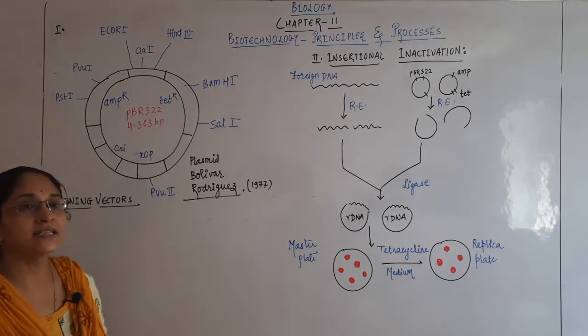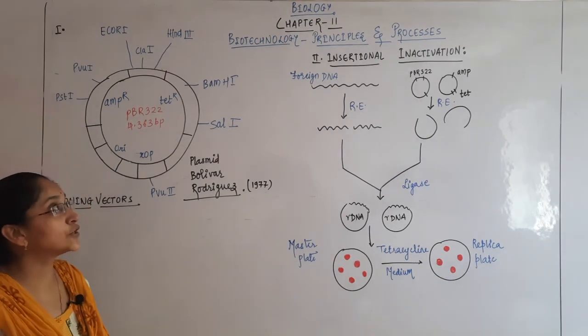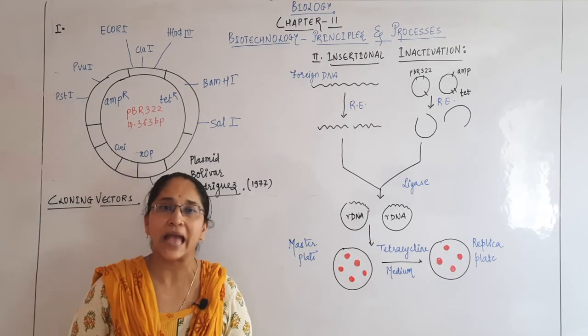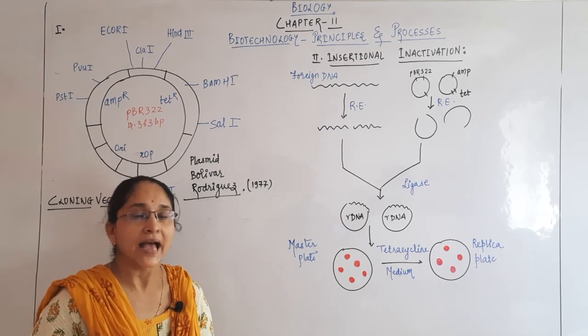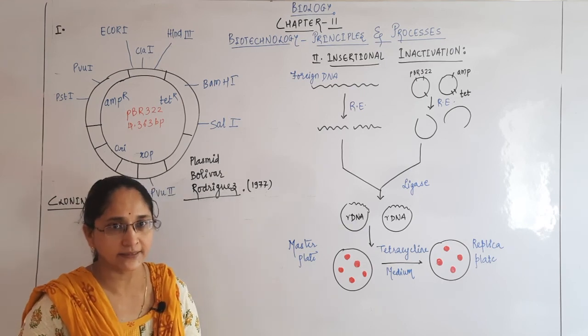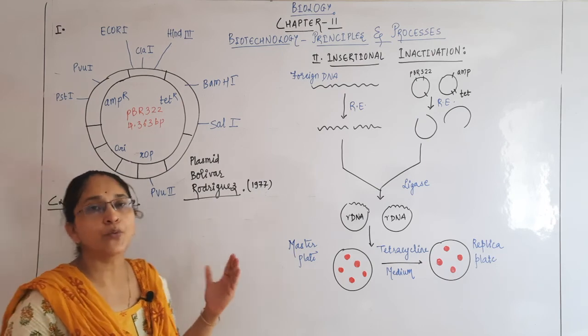Dear students, in this module, we'll be continuing with Chapter 11, Biotechnology Principles and Processes. In the earlier module, we had discussed the various restriction enzymes, and we had also talked about the process of gel electrophoresis. In this module, we are going to discuss the cloning vectors.